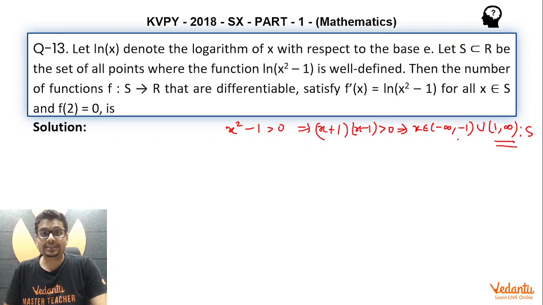That means f of x can be anything satisfying this condition in this interval, and that would lead to a family of functions, or you may say geometrically a family of curves, which in result would mean that f of x can be infinitely many such functions satisfying this differential equation, f of 2 being 0, and of course we are talking about this set S.